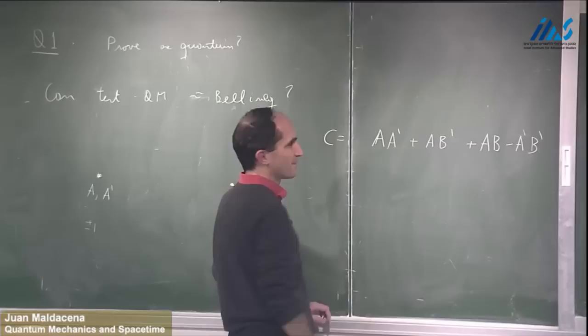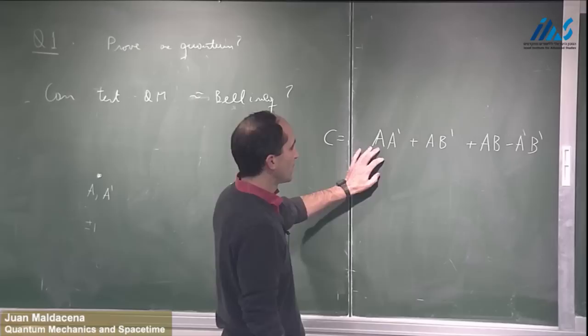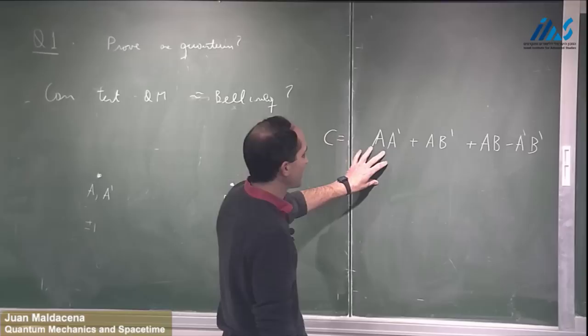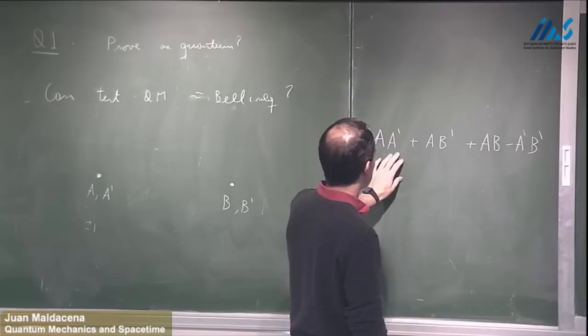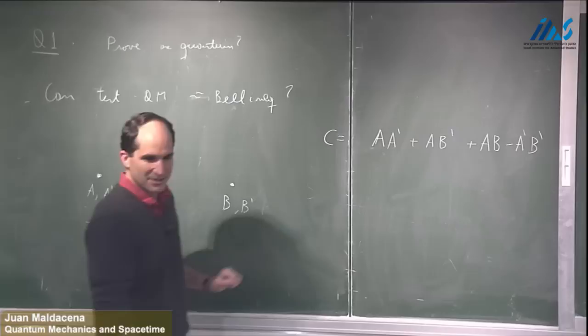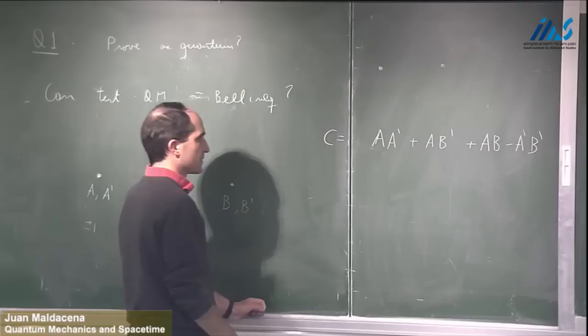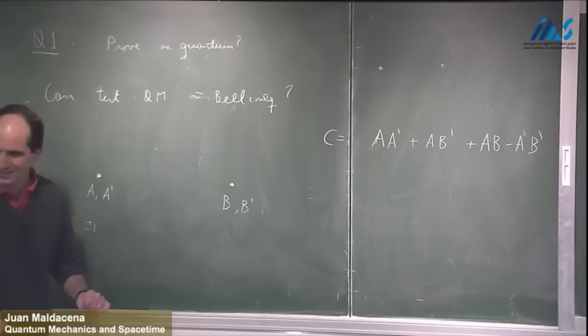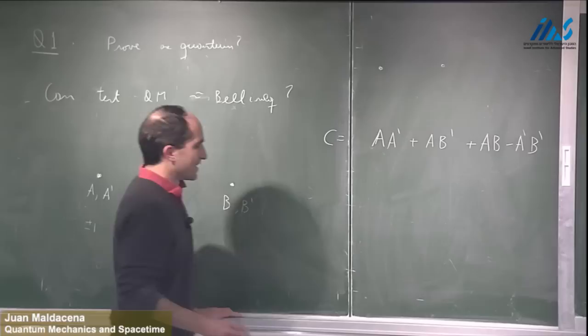Let's see what results we would get. Well, there is some combination, I probably don't remember it correctly, but it is such that its maximum value when you have local hidden variables is 2, and the quantum mechanical expectation value could be 2 square root of 2. I apologize. Well, let's try this one.